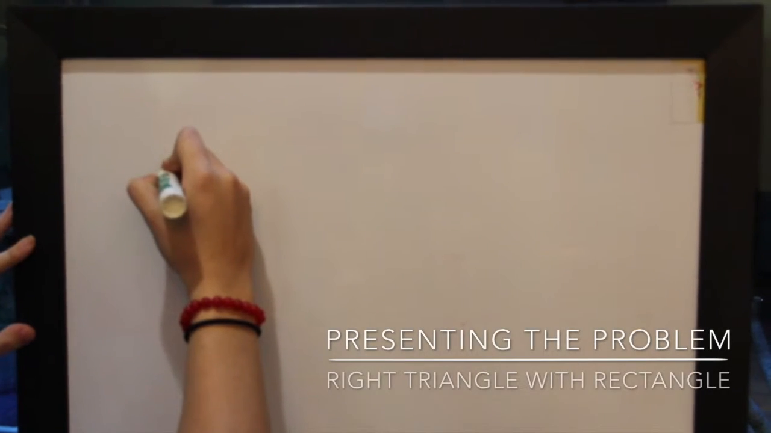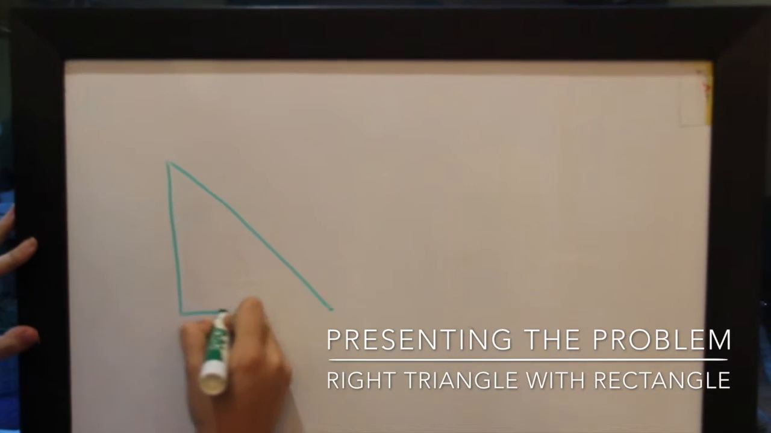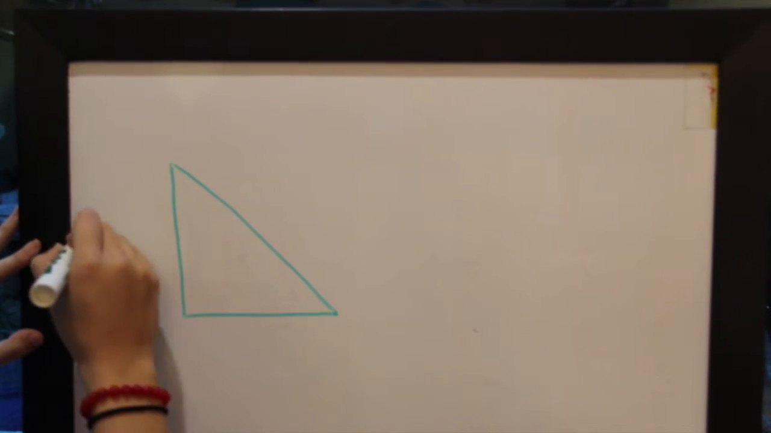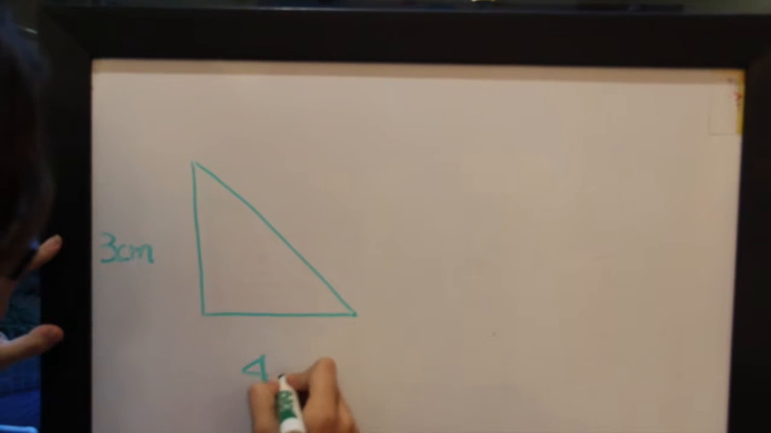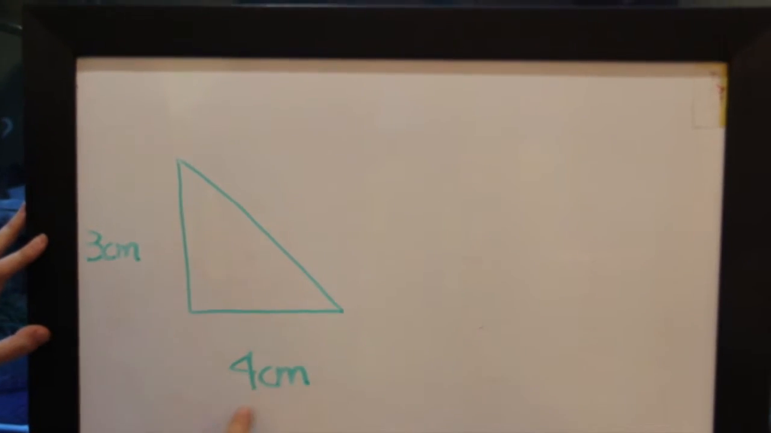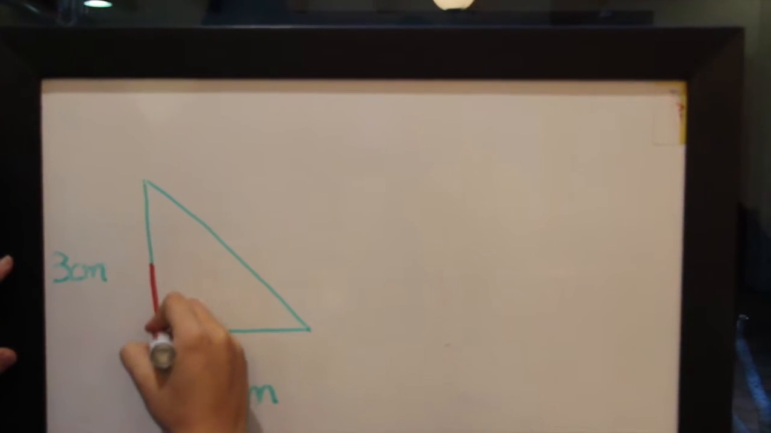Our problem is the following. Find the area of the largest rectangle that can be described in a right triangle with legs of lengths 3 centimeters and 4 centimeters, if two sides of the rectangle lie along the legs. So there we have the two legs, which are 3 and 4 centimeters. Now we're going to put the rectangle, which is going to be in red.